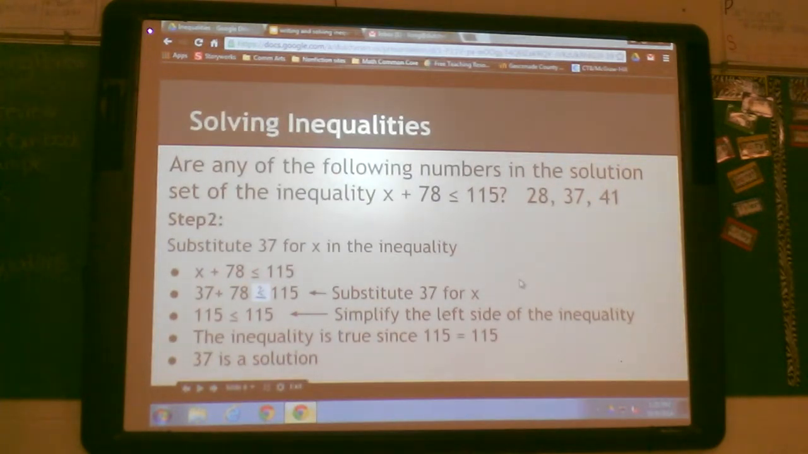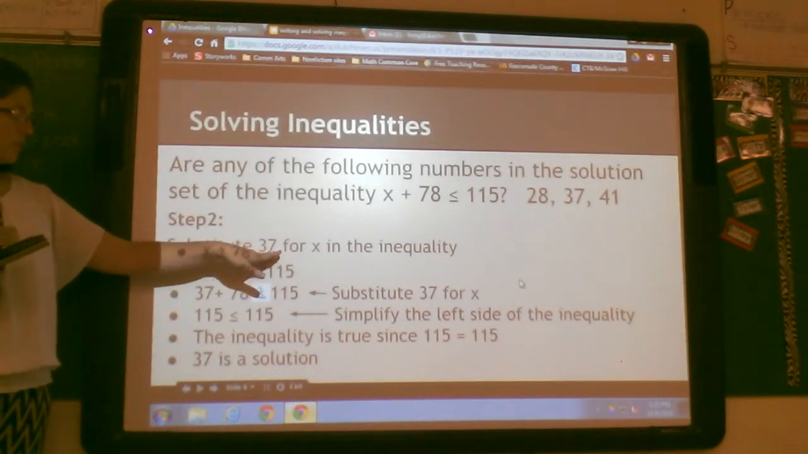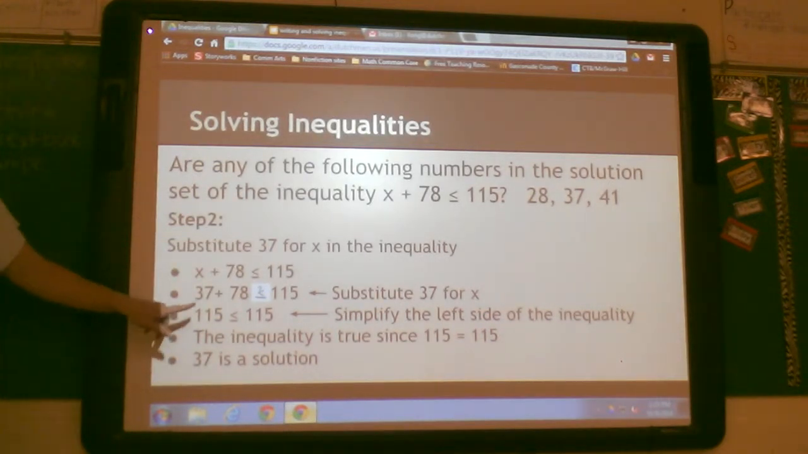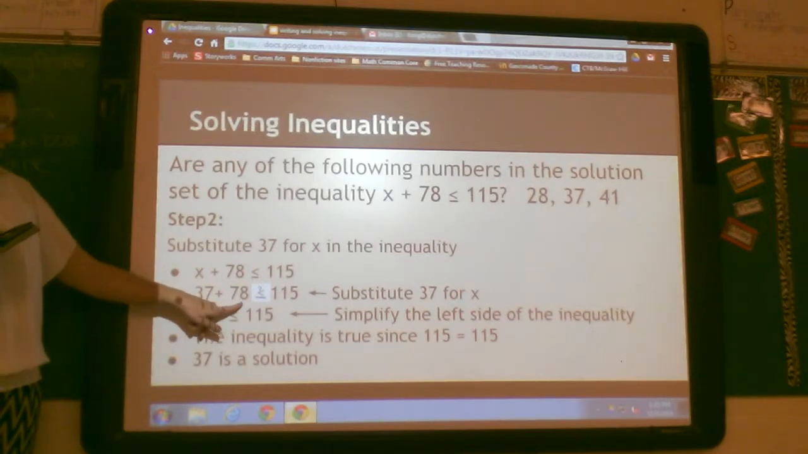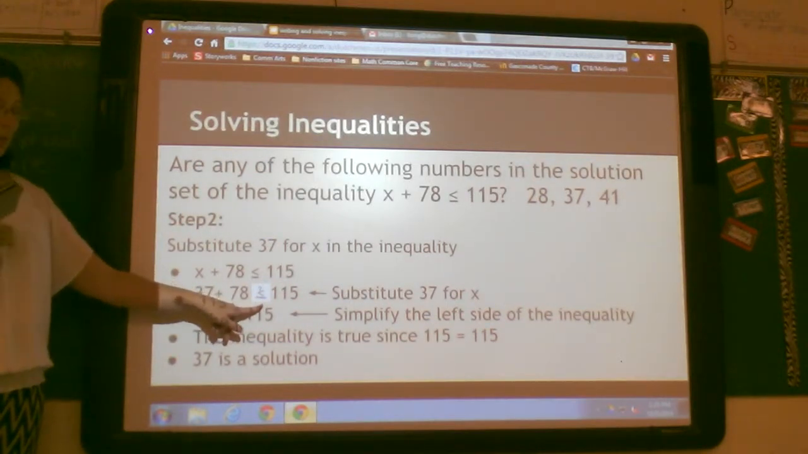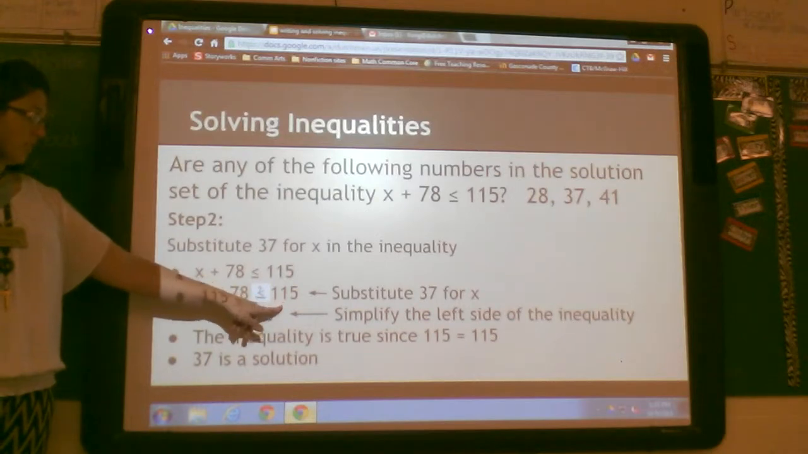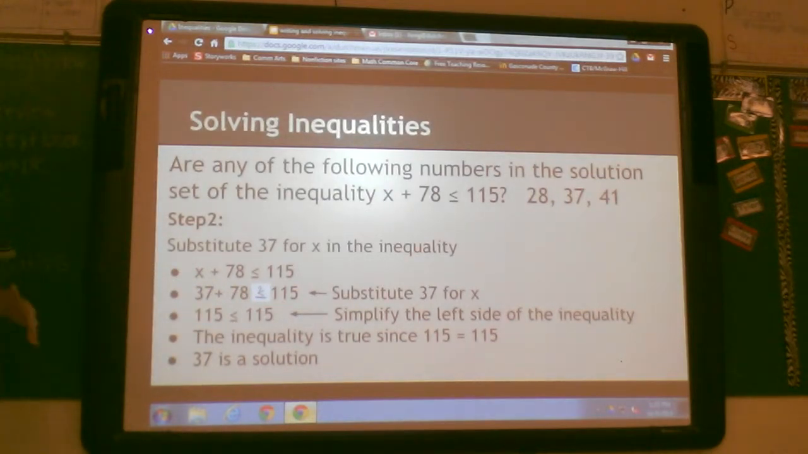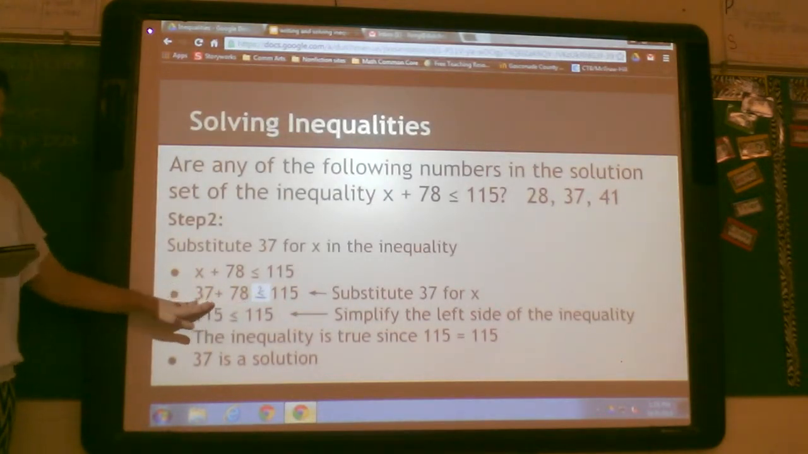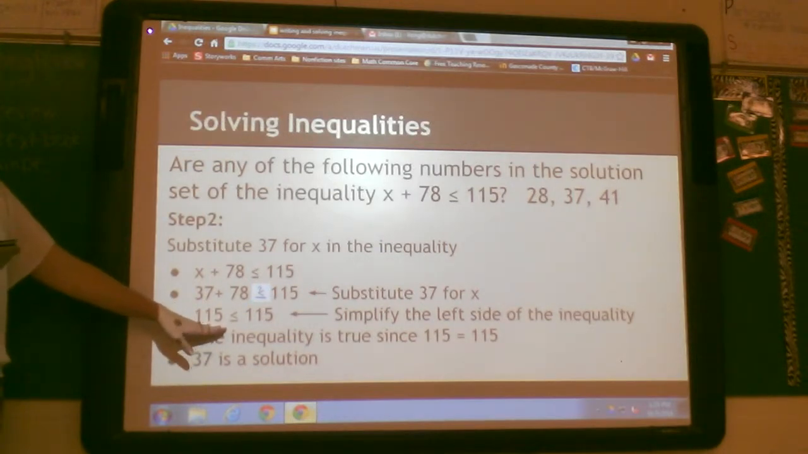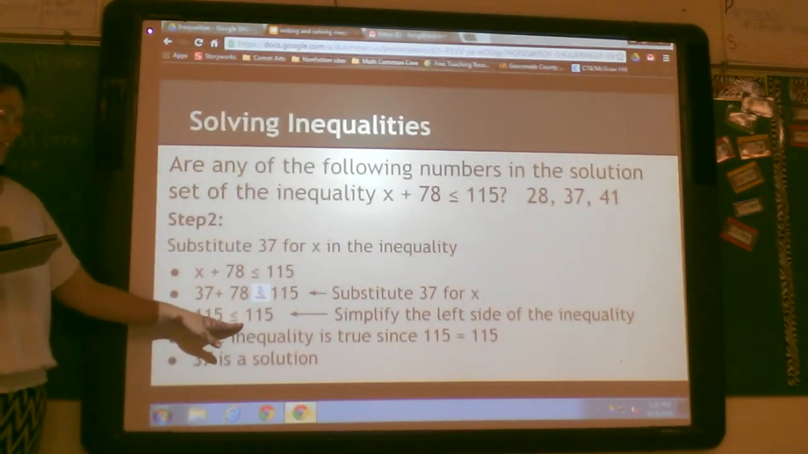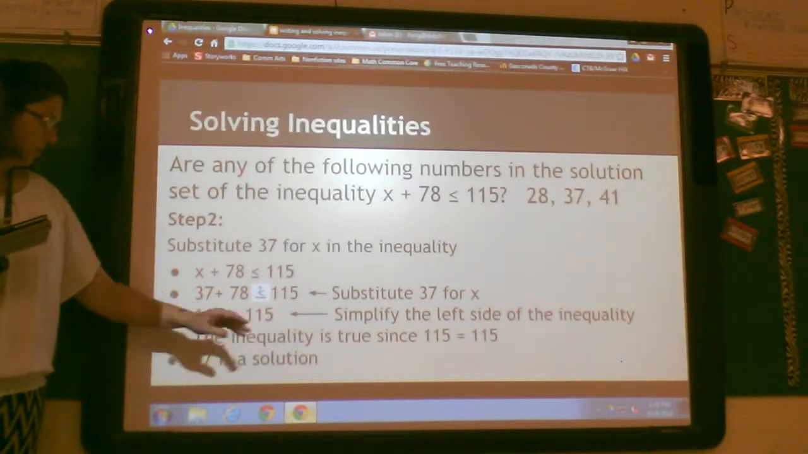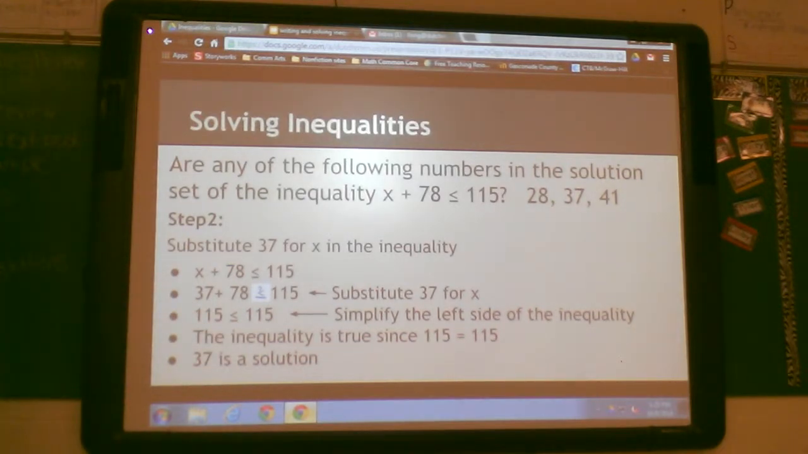Then we go to our next number for step 2. This time we're going to substitute in 37 for x. We have 37 plus 78 is less than or equal to 115. So we need to decide if that's true. When we add those together, we get 115. 115 is less than or equal to 115. So the inequality is true since 115 is equal to 115. 37 is also a solution.